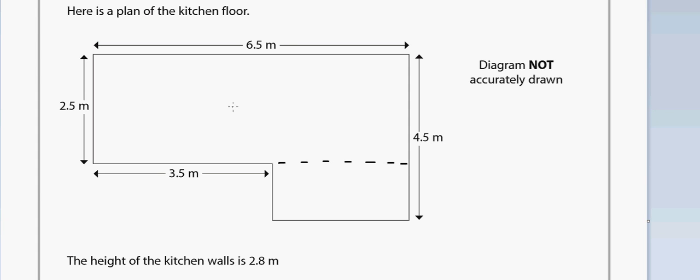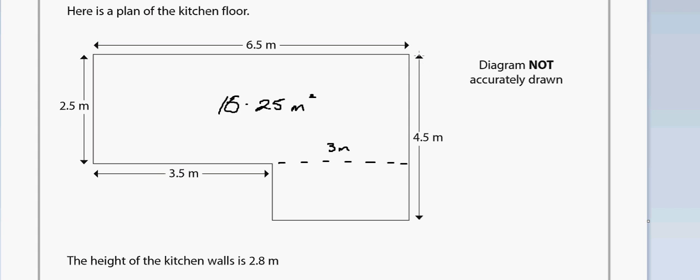So the area of this rectangle is 2.5 times 6.5. So we have 2.5 times 6.5 gives us 16.25. And remember, that's meters squared. Okay, so that's a nice easy one. Now we need to find the dimensions for this. Well, I know that from here to here is 3.5, and the whole width of this is 6.5. So this distance here, the dotted line, must be 3 meters, because 3 meters plus 3.5 gives us a 6.5.